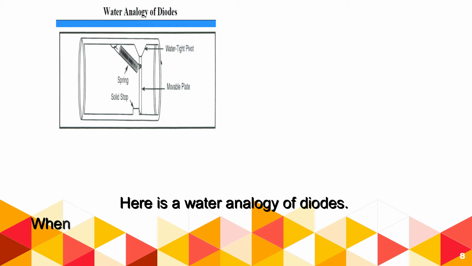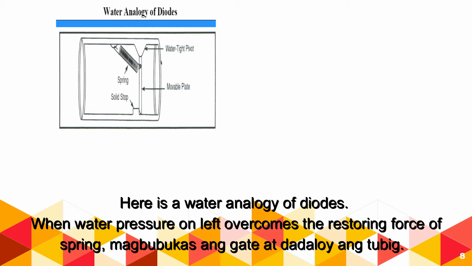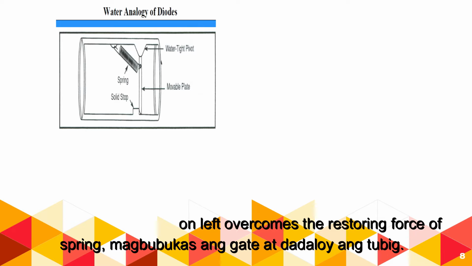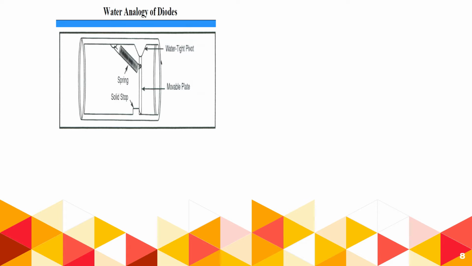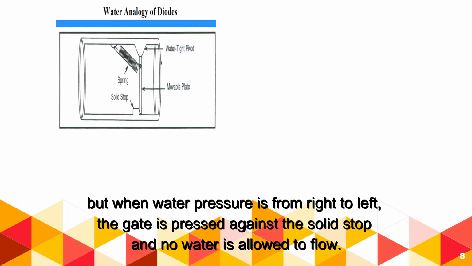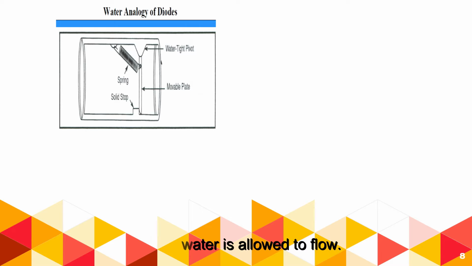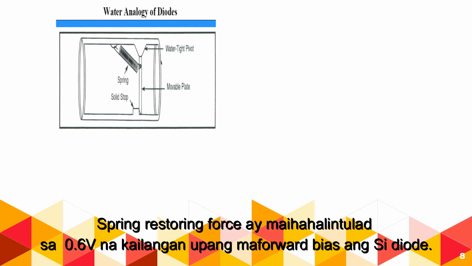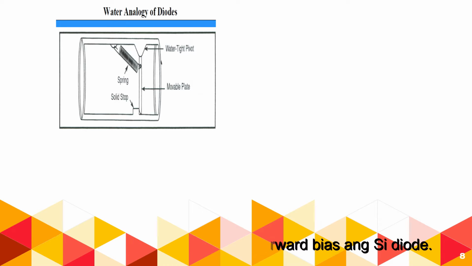Here is a water analogy of diodes. When water pressure on left overcomes the restoring force of the spring, magbubukas ang gate at dadaloy ang tubig. But when water pressure is from right to left, the gate is pressed against the solid stop and no water is allowed to flow. Spring restoring force ay maihahalintulad sa 0.6 volts na kailangan upang ma-forward bias ang silicon diode.